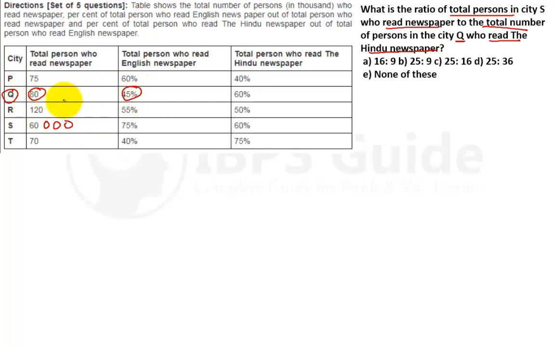80% of 45. Calculate 80% of 45, which means 4 by 5 of 45. 5 1s are 5, 5 9s are 45, 9 4s are 36. You will get 36,000 here. Now 60% of this 36,000, how much? Just calculate 10% of this 36,000. How much will 10% be? Yes, exactly 3600. So this is 10%. You have to calculate 60%, so just multiply by 6 here.